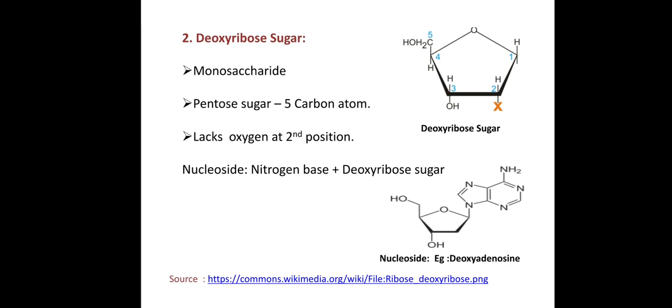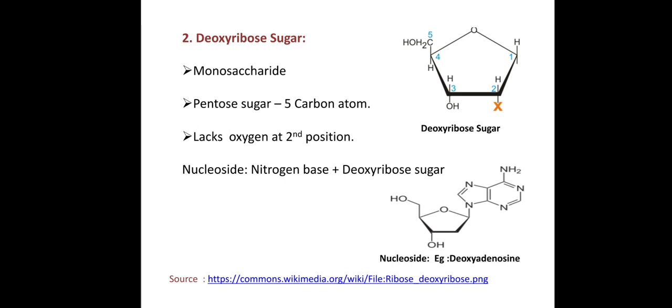Because deoxy means one oxygen atom has been removed. Okay, where? From the second carbon atom. So what you have here on this slide is a pentose sugar because it has 5. See, first carbon, second, then third, then fourth, and this one is the fifth one, already numbered. So there are 5 carbon atoms, so it is a pentose sugar.